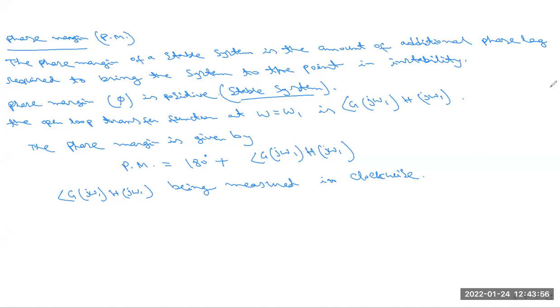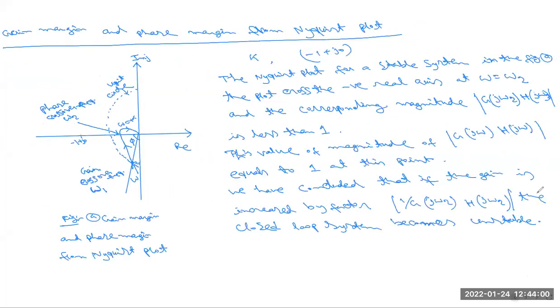In the previous diagram here you can see we have to express two things. One is the phase crossover frequency, which we express as omega 2. Another one is the gain crossover frequency, which we express as omega 1. Is it clear, all of you? This is a very important topic in our stability analysis.